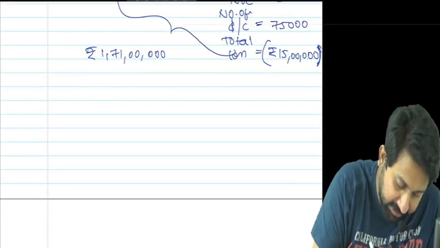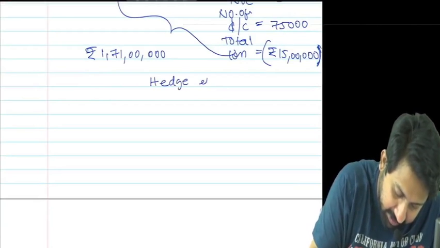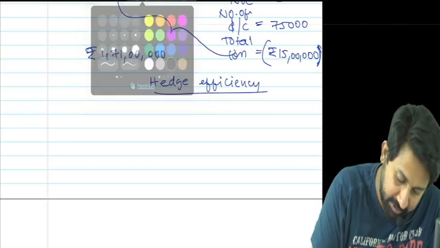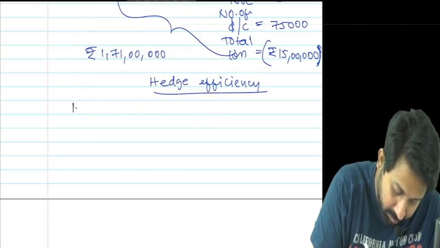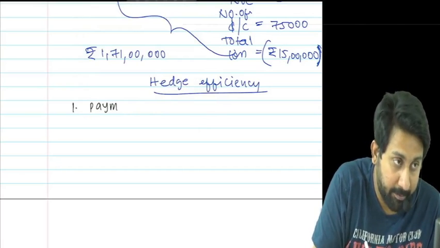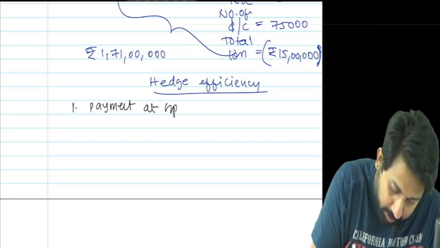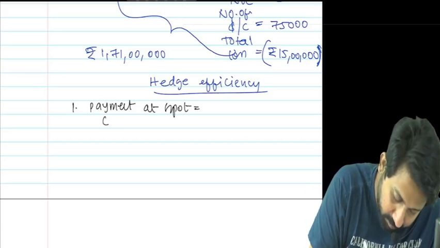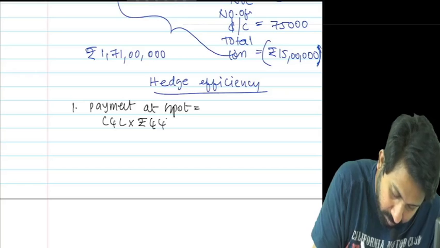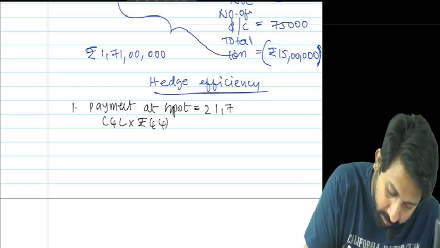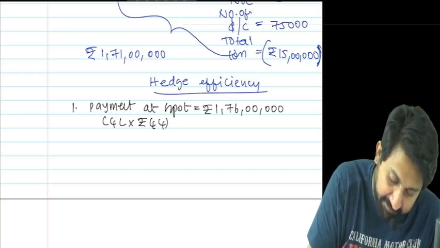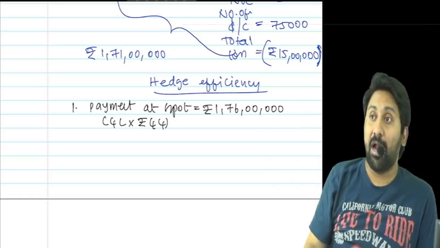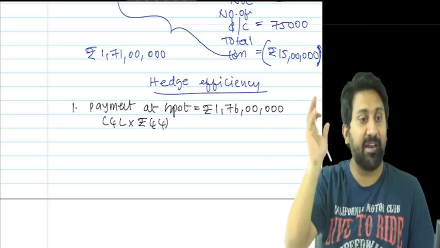Okay, I will write like this. Keep the heading hedge efficiency. Payment at spot. How much I would have paid? 4 lakhs into 44. I would have paid rupees 1 crore 76 lakhs if I would have paid at spot. Because of making a futures contract, and happily I am sleeping. Futures will anyway take care.